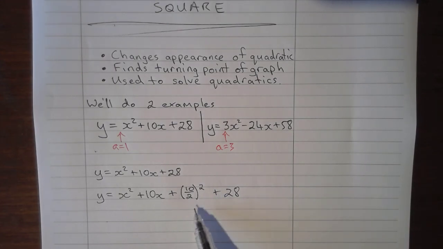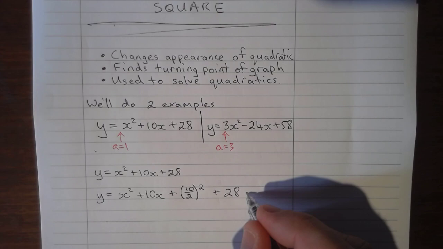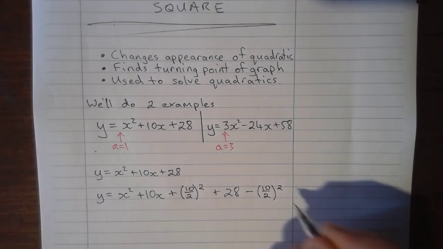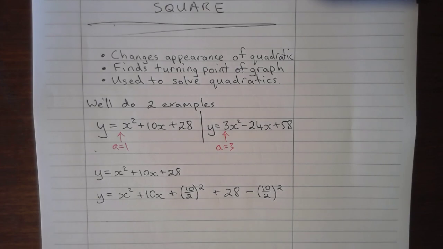Now you're probably thinking, hang on a minute, that's not the same thing. And you're quite right. So for me to be able to add this thing on and keep this as the same quadratic as the one we started with, I have to take it away as well. So I'm going to go minus (10 on 2) all squared. Now the next thing you probably should think is, well, what did you do that for? If I've added something and then just taken away exactly the same thing, what was the point?